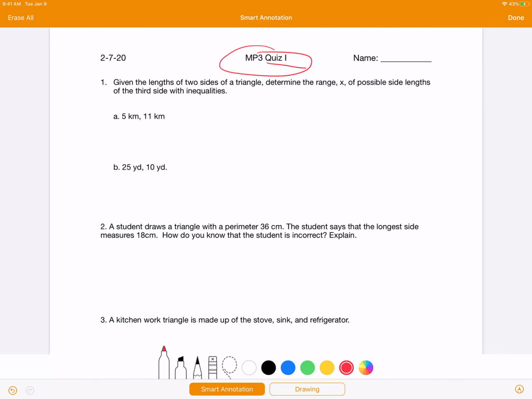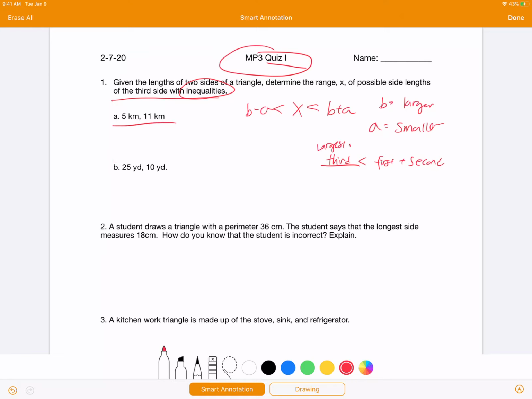For the triangle inequality questions, I'm sure you guys will not have too much problem with this. Given the lengths of two sides of a triangle, determine the range x of possible side lengths of the third side with inequalities. I hope you remember that it's x between b minus a and b plus a, b being the larger number and a being the smaller number. The triangle inequality always states that the third side has to be less than the first and second sides combined. When we say the third side, we really mean the largest.